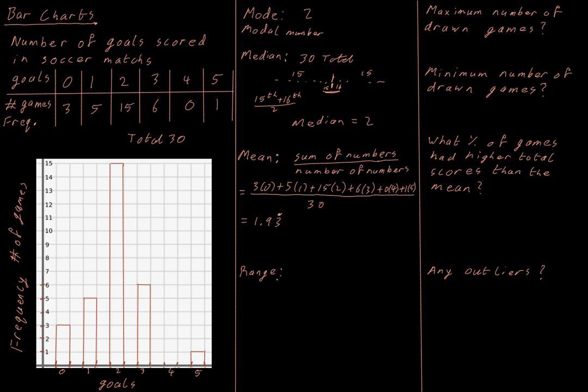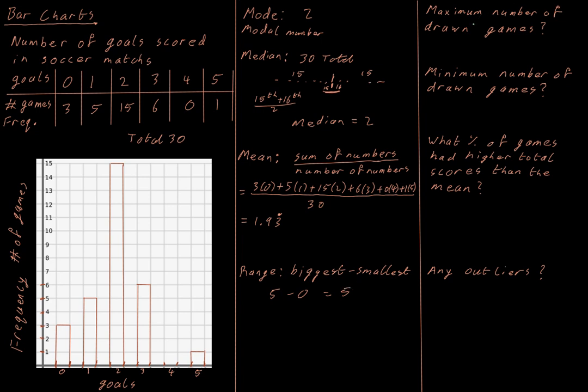Now, what is the range of our data? Range is highest to lowest, so largest or biggest minus smallest, and that's going to be 5 goals minus 0 goals, which is 5. So our range was 5.